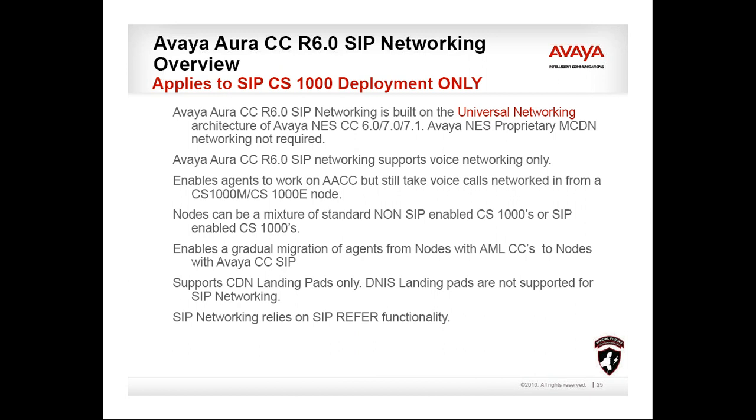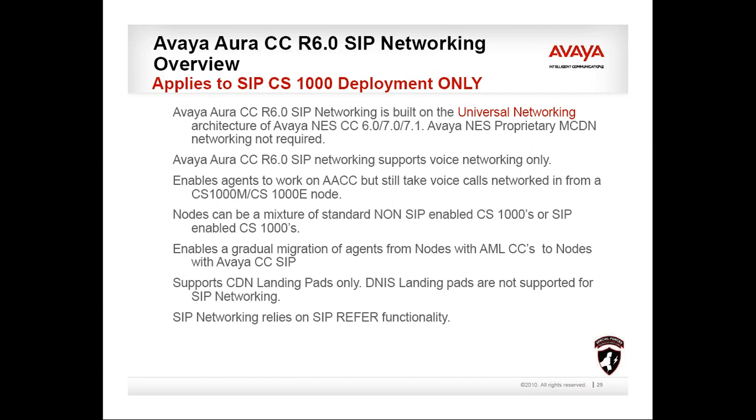So here's an example of the SIP networking overview. And like I said, this is a feature that is on the Nortel side. Notice it applies to the CS1000 deployment only. The networking piece is built on the universal networking architecture of NES 6.0, 7.0, 7.1. And notice also that with the Avaya Aura Contact Center, if it's a 6.0 version, the SIP networking supports the voice networking only. Multimedia is not supported.